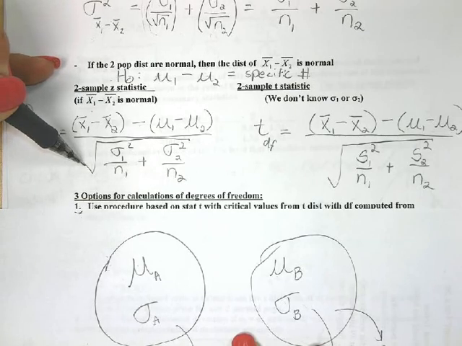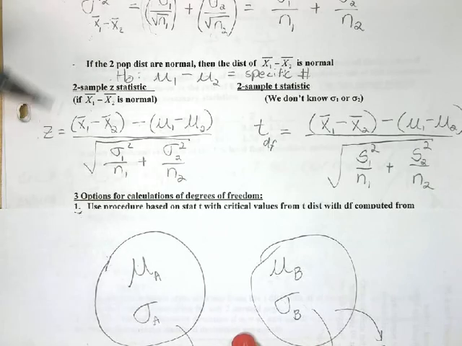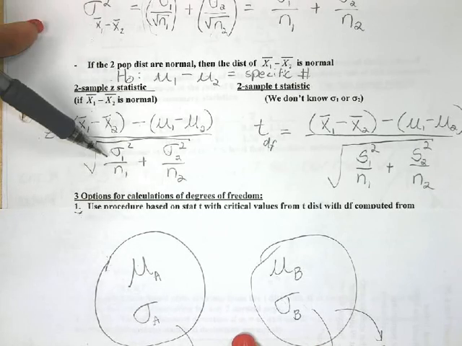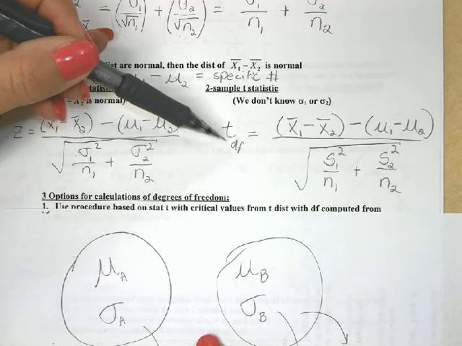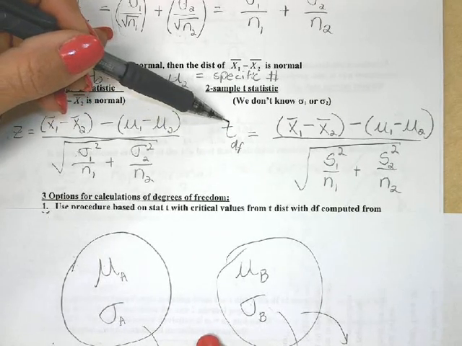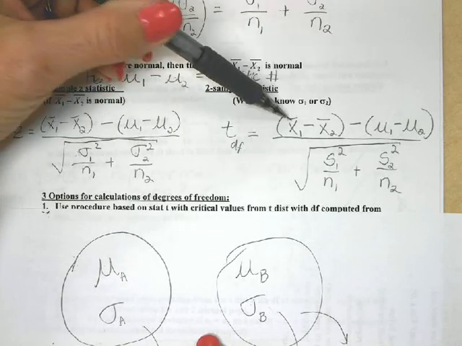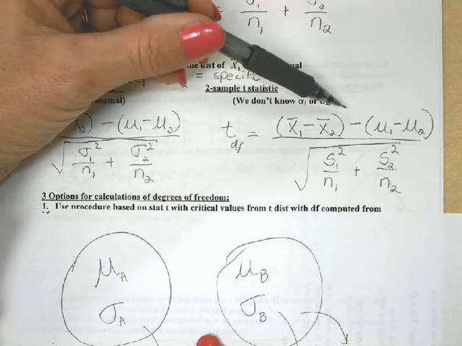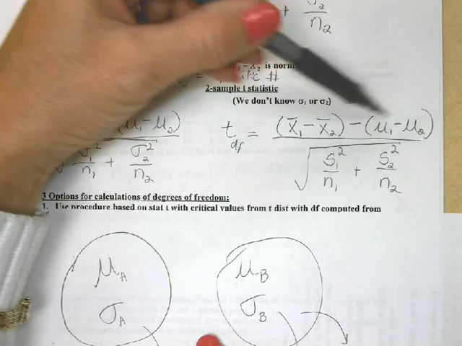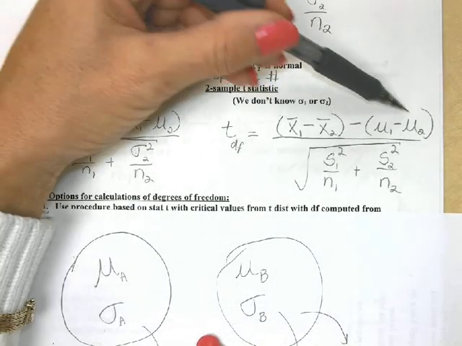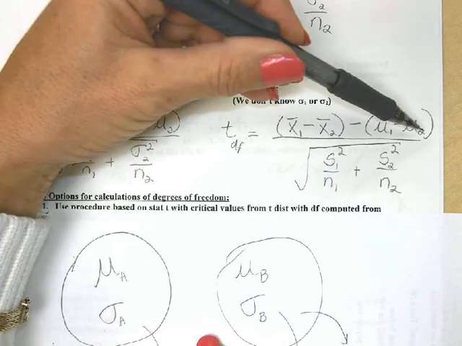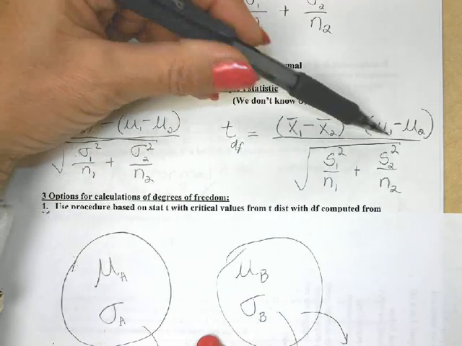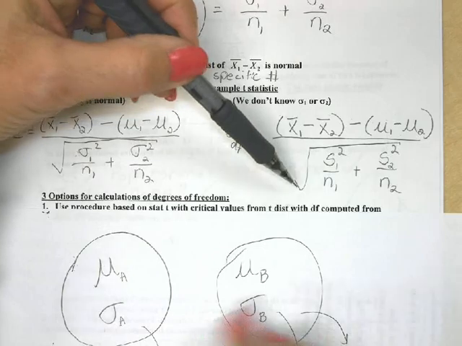Now, once again, we're not going to know those population standard deviations. Therefore, we have to calculate a t-statistic, just like we did in section 1. We take what we got for the difference between the two minus what we're assuming the difference to be, which in most cases we're going to assume is 0, and then divide by the standard deviation of the sampling distribution for the difference between two random variables.